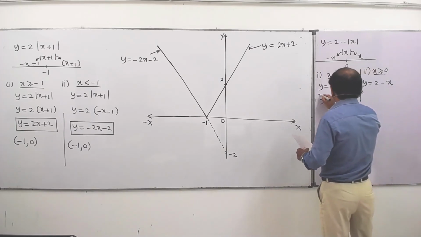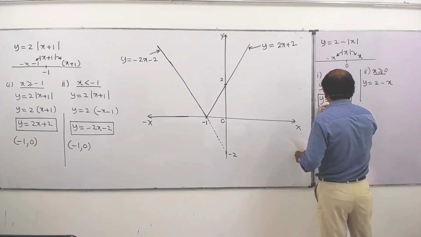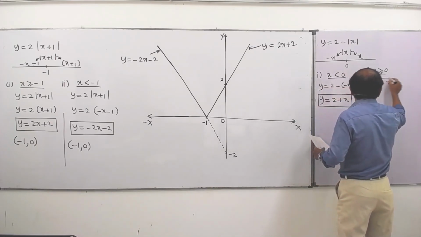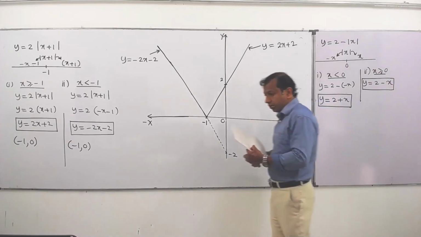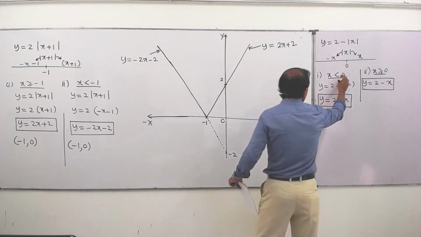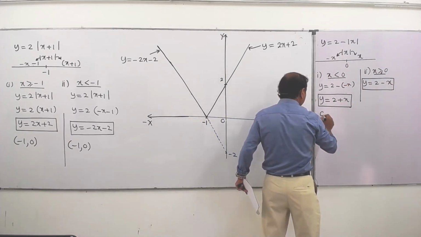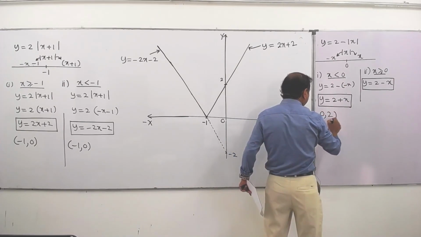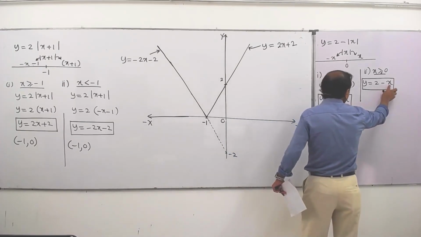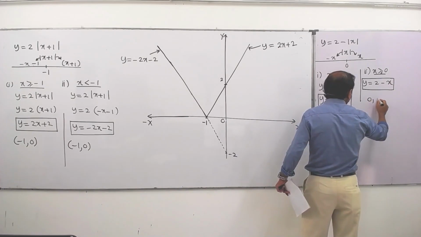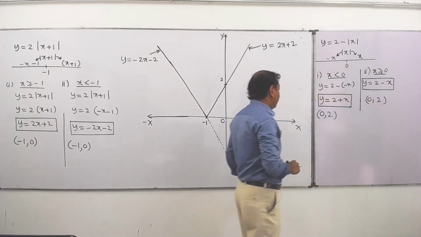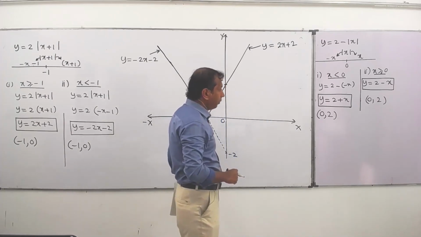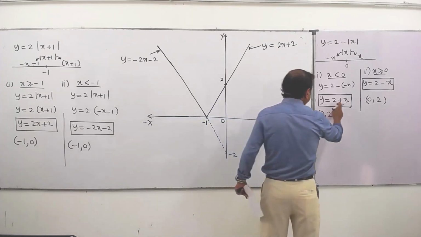Now, this line and this line we have to draw, right? So there also, this x equals 0 we have to put here to find one point: x equals 0, y is 2. Here also, when you put x equals 0, y is 2. 0, 2 is one point, right? And another point we need, I'll put here x equals minus 2.